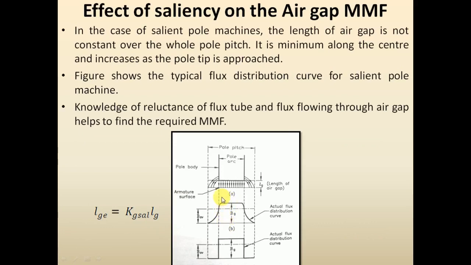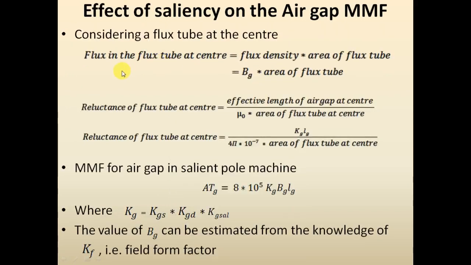See, this is the center portion of the pole, and the flux density at the center portion is Bg. So you have found the flux in the flux tube at the center portion. Next you have to find the reluctance of the flux tube at the center. Reluctance can be found out from the standard relation S is equal to L by mu 0 into A.